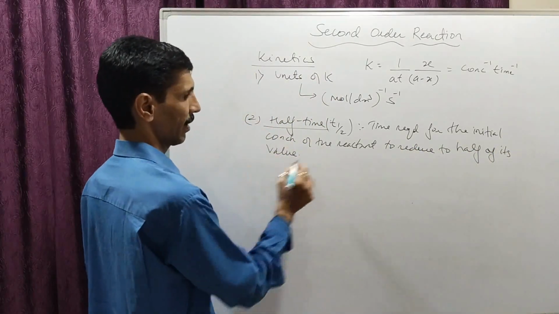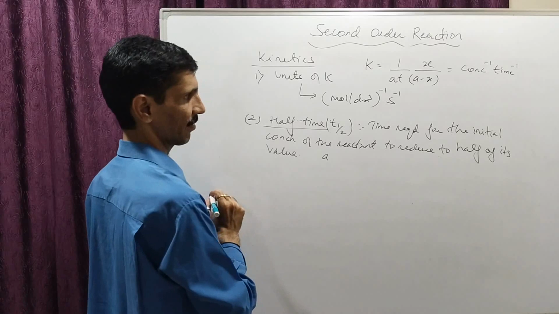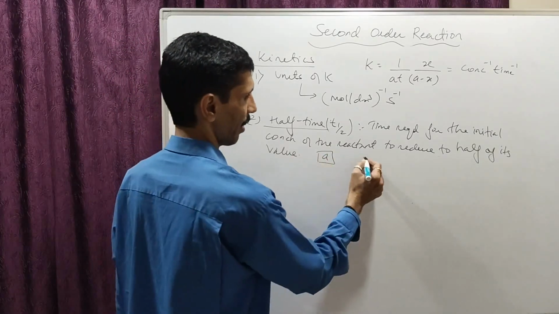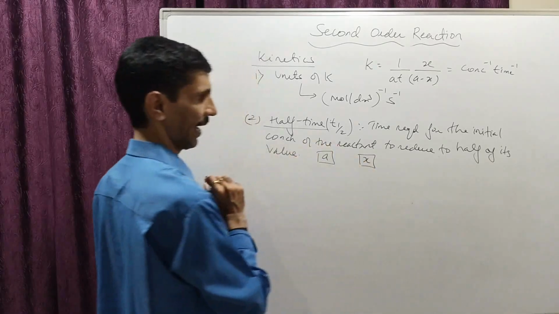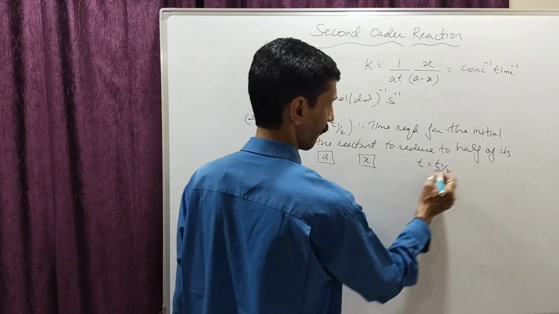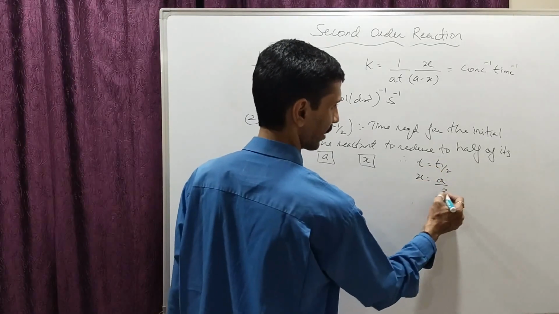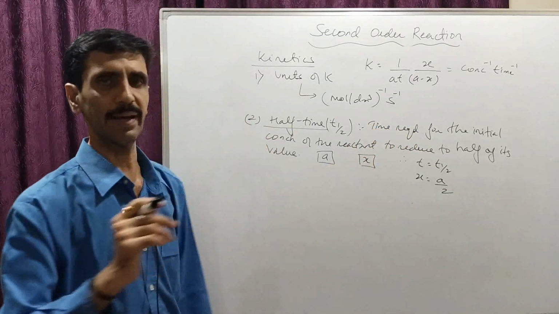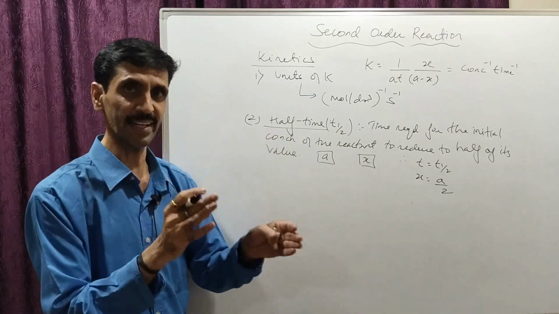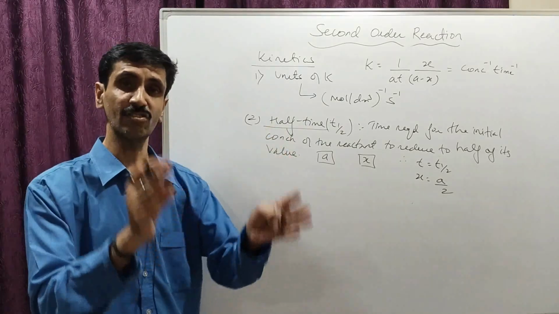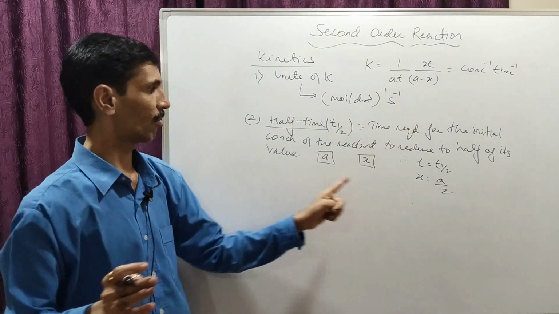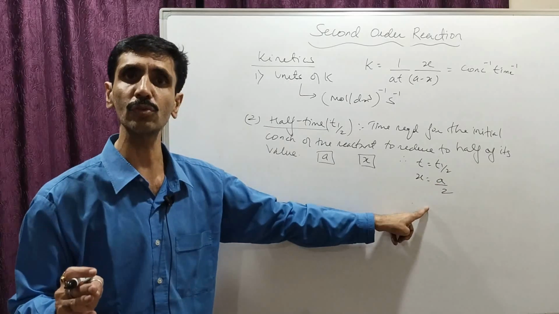So if you remember, we said that A is the initial concentration. All right, so this A is initial. The amount of reactant reacting is going to be X. So it means that when T is equal to T half, X will be equal to half of the initial concentration, that is A by 2. Whenever T is considered as T half, at half time, the amount of the reactants which is remaining is half of the initial concentration. So half of initial concentration is A by 2.